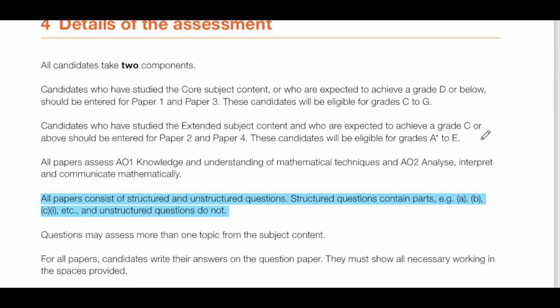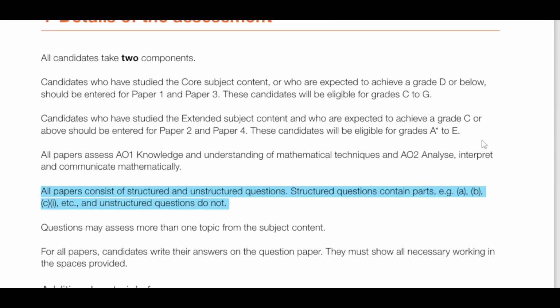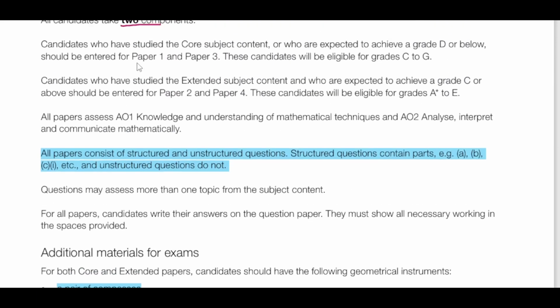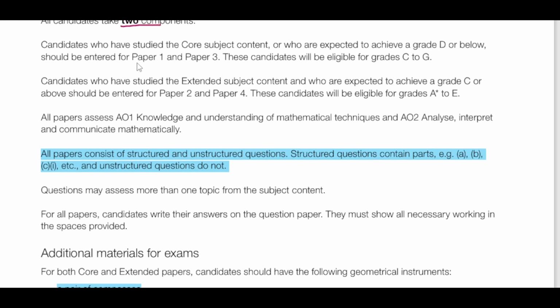Okay, now here this is the part you must be careful. Details of the assessment. All candidates take 2 components, right? Then here the 2 components. What are those 2 components? This is the paper as I explained before. Core students are going to take paper 1 and 3, and extended are going to do paper 2 and paper 4. And here you can obtain grade C to G. Here you can obtain grade A star to E.